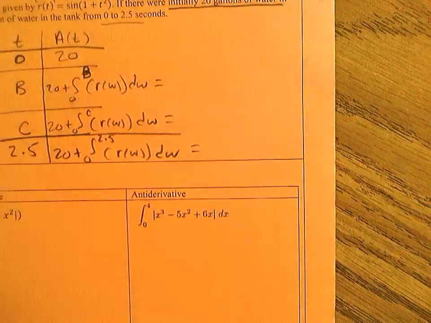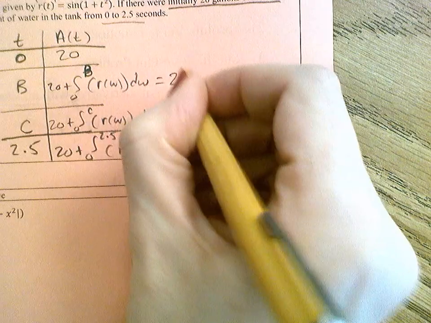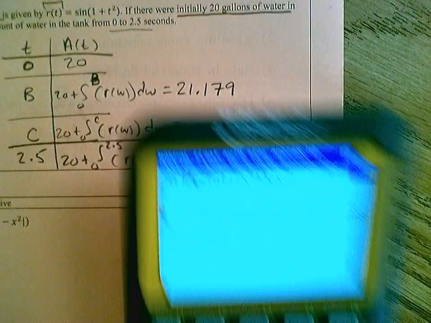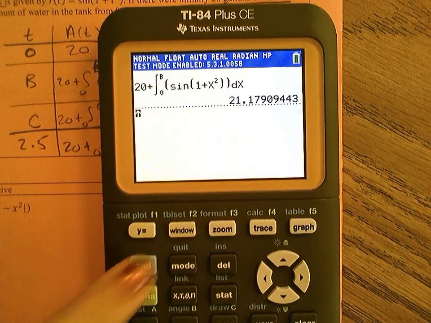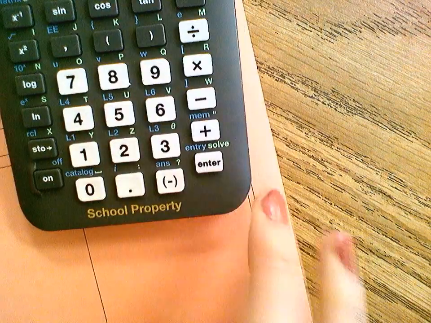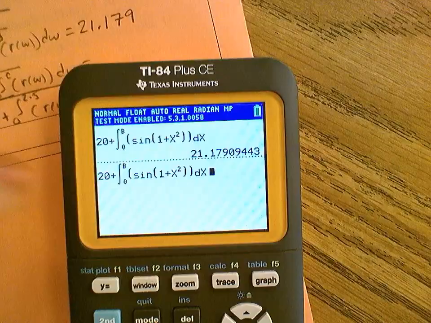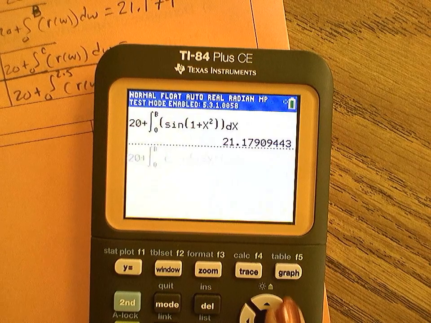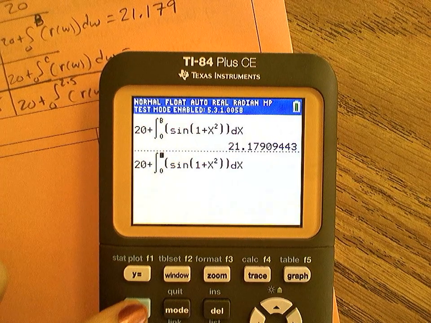Okay, so this is 21.179. You want 3 decimal places. And then I could just go second enter. All right, so I just hit second, and then enter, and it does the same thing again. And then I can go back here and change that B to a C.